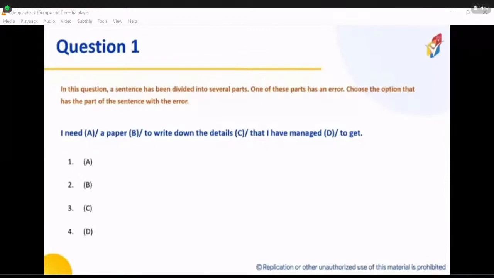4 options, so we have to focus only on the parts the sentence is broken down into. I need a paper to write down the details that I've managed to get. So if you see, I need, I is the subject of the sentence, need is the verb, we know need agrees with I, so it doesn't seem to have an error in that part. A paper, this is where we need to focus, because paper is a material noun.